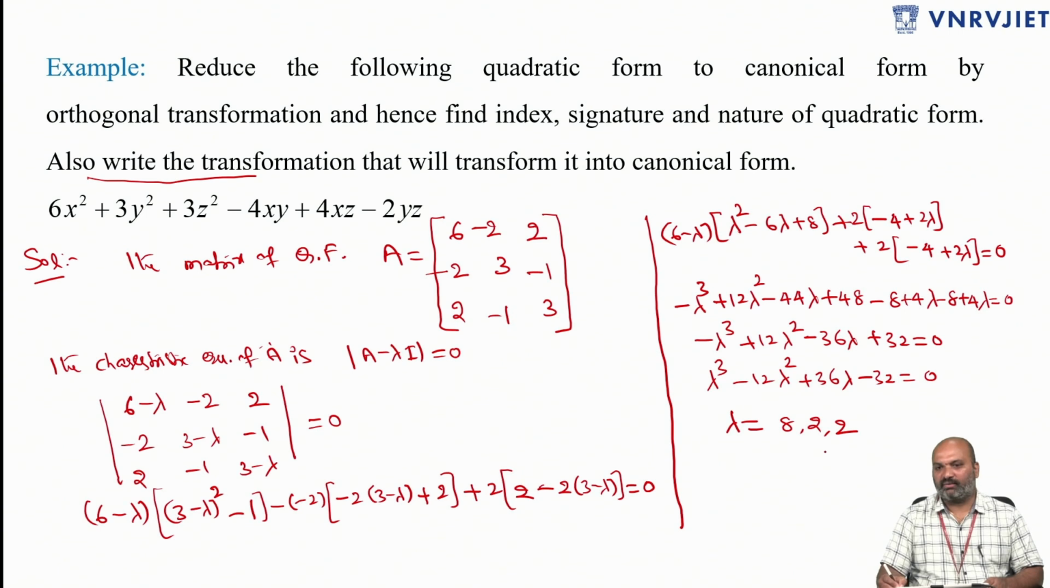8, 2 and 2. These are the eigenvalues of the matrix A. The roots of this equation are called the eigenvalues of the matrix A. Okay. So, these are the eigenvalues. Let's determine the corresponding eigenvectors. First, we'll see for lambda equals 8. How to find eigenvectors? Now, we have to solve the homogeneous system A minus lambda I into x equals 0.